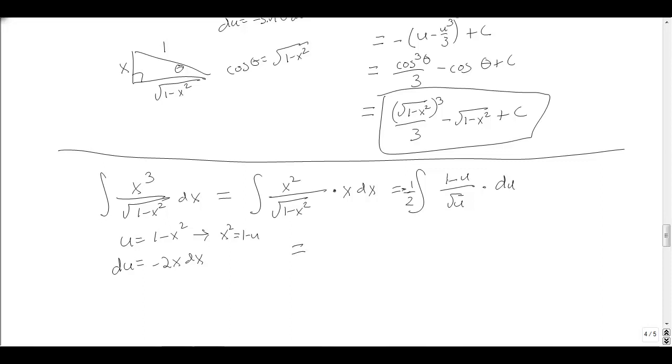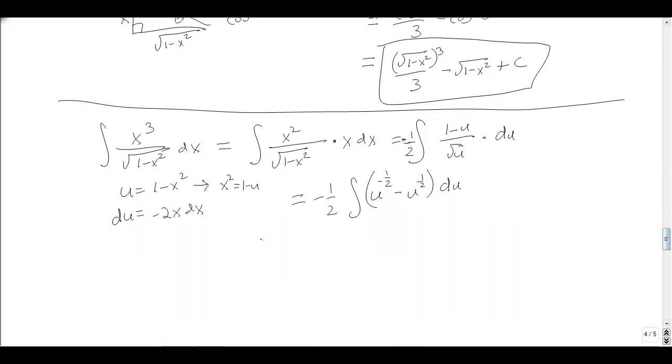The trick here is you think of this as 1 over the square root of u, minus u over the square root of u. So you get a minus 1/2 times the antiderivative. 1 over the square root of u is u to the negative 1/2, minus u over the square root of u is the square root of u, or just u to the 1/2. And then you do your antiderivatives. Here you're going to get u to the 1/2 over 1/2, minus u to the 3/2 over 3/2, plus c.